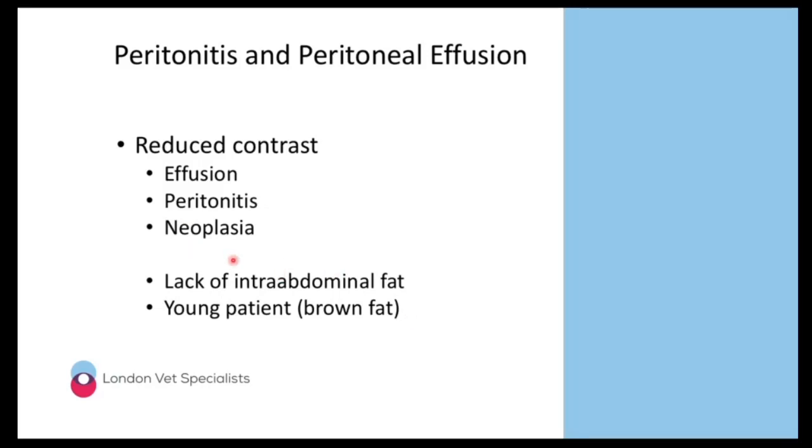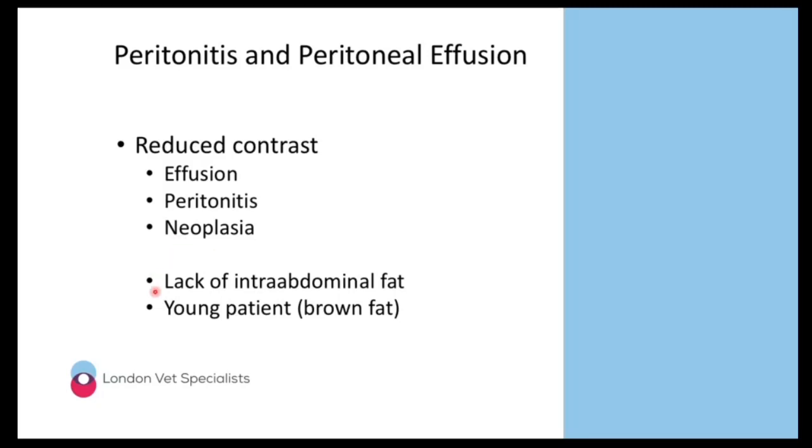Occasionally, neoplastic conditions can cause a loss of serosal detail. So you might have a patient that has, say, a carcinomatosis or a lymphomatosis that can result in a loss of peritoneal serosal detail, but almost invariably there'll be a degree of peritonitis and peritoneal effusion there as well.